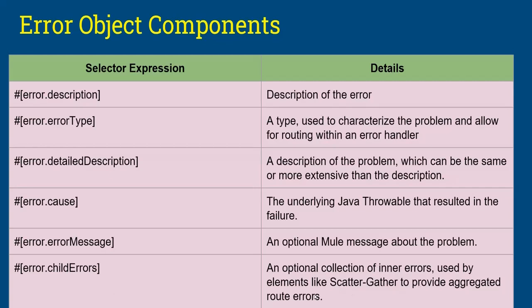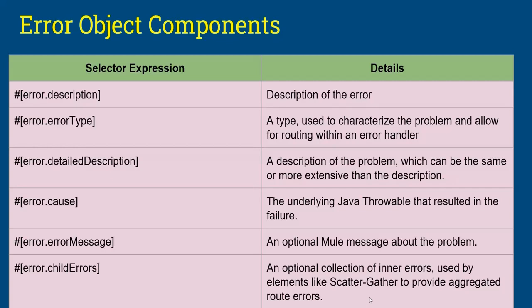For example, scatter gather flow will, in general, use these error details. What is scatter gather? That is a different topic. Scatter gather is a specific component, a unique component available in MuleSoft, which is used to execute flows in parallel. You can execute as many flows in parallel as you need if you have that requirement. So that is a different topic.